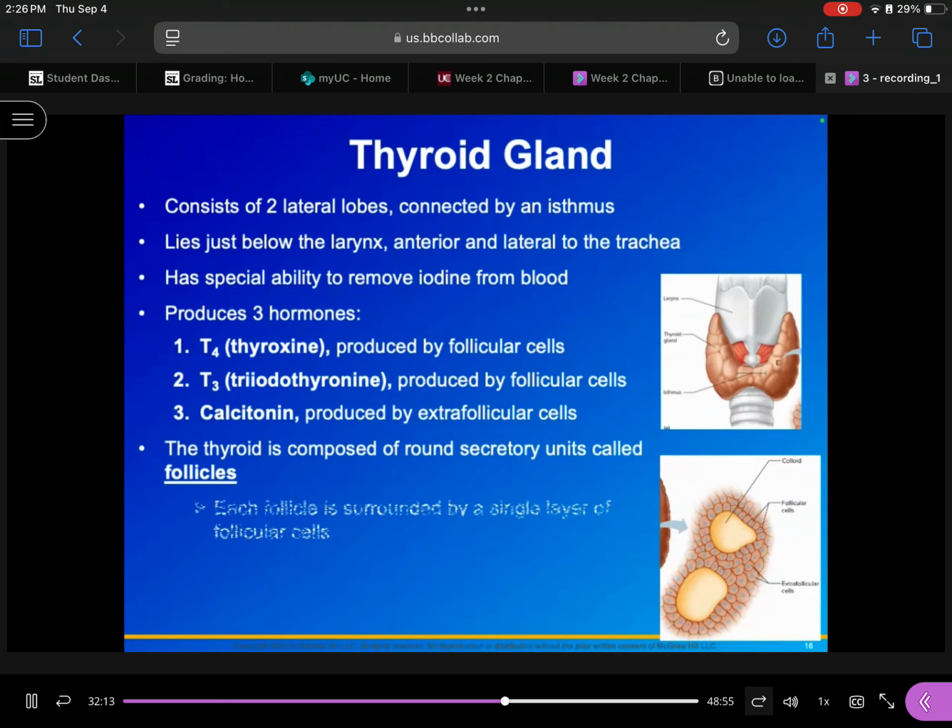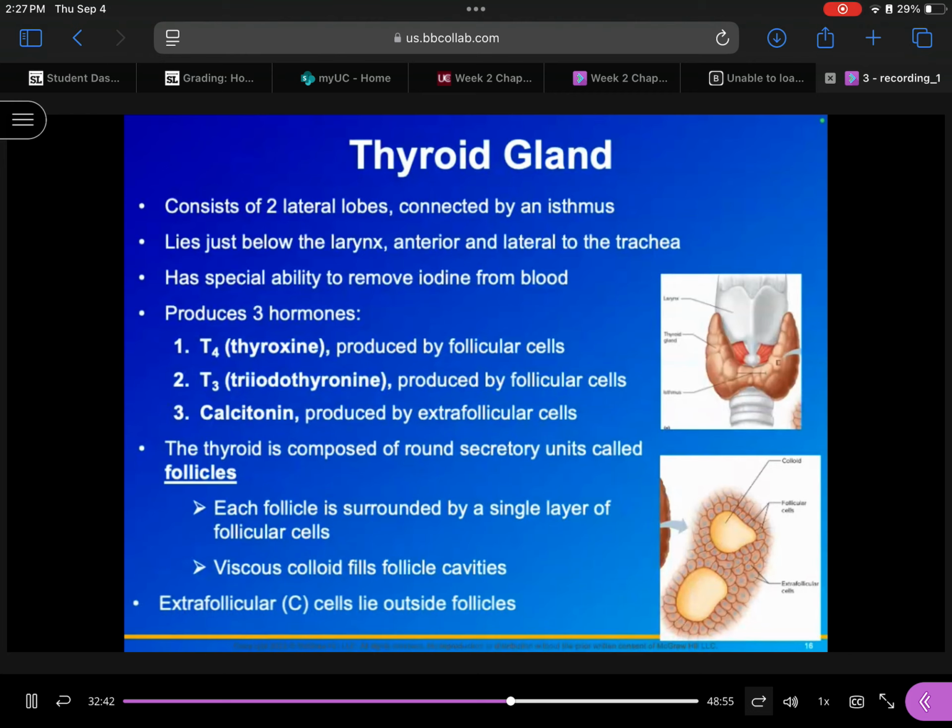You guys labeled this exact image in the lab. So looking over here, this right here is a follicle. I think I had the arrows up a little further, but that's okay. This whole thing is a follicle. Right outside of the follicle is going to be follicular cells producing T3 and T4. Within the follicle, what's in there? Colloid fluid. So that's going to contain proteins and things to finish out the synthesis of T3 and T4.